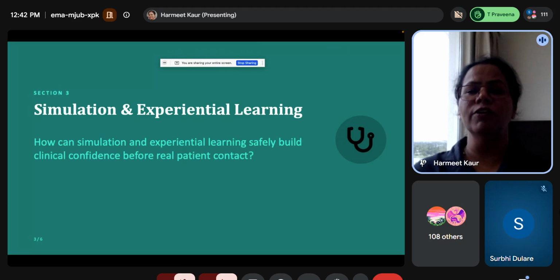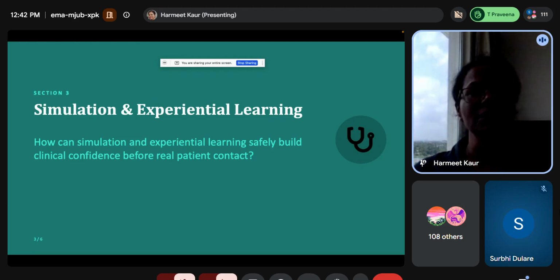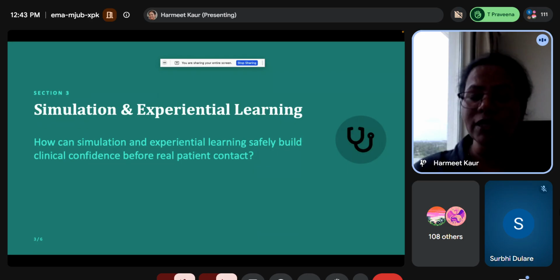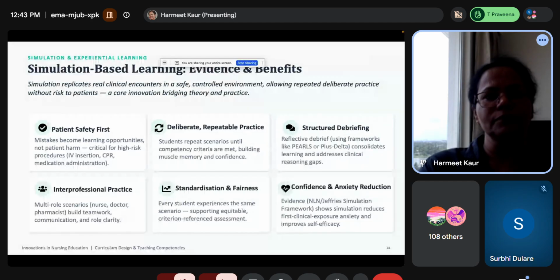That does not come through functional types of activities. That comes through some case scenarios, through some simulation, some experiential learning that can actually happen in your lab only. Okay, so let us talk about that.